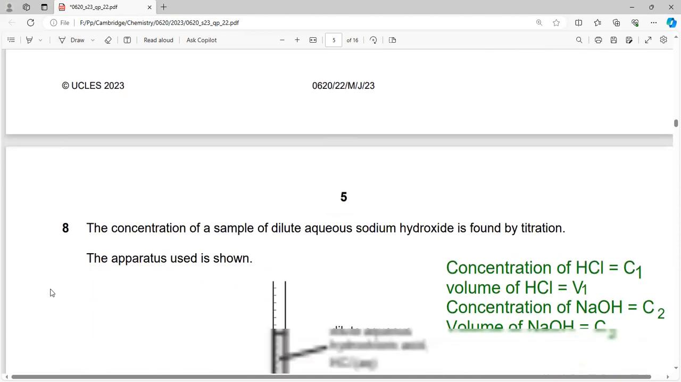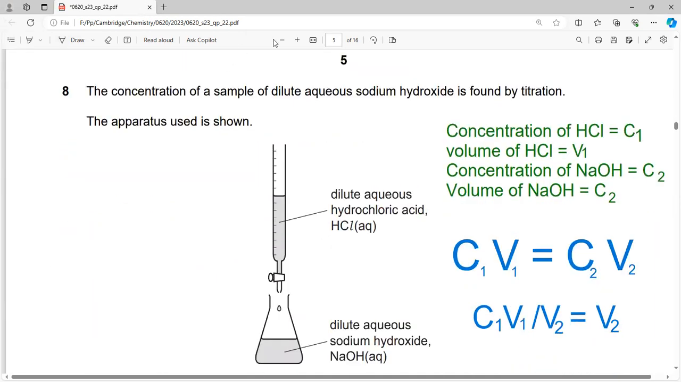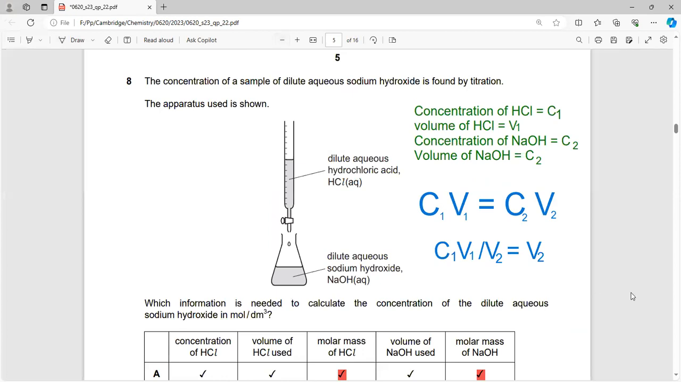Question number 8 is our titration process. The concentration of a sample of dilute aqueous sodium hydroxide is found by titration. The apparatus used is shown there, and we have hydrochloric acid in the burette, while in the conical flask we have sodium hydroxide as a base. The concentration of the hydrochloric acid is represented by C1 and the volume of hydrochloric acid by V1, and the concentration of the sodium hydroxide is C2.